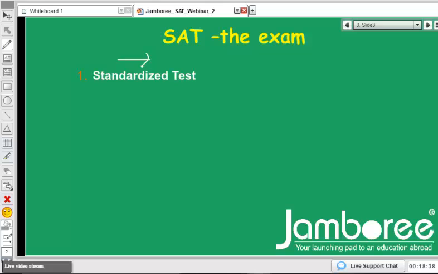Similarly, in the SAT exam, even the types of questions, everything is fixed. So that helps students to prepare for the exam. This is a major advantage over other entrance exams.